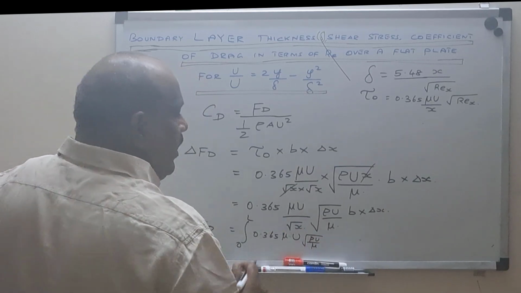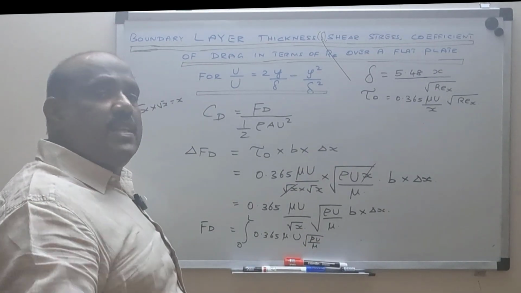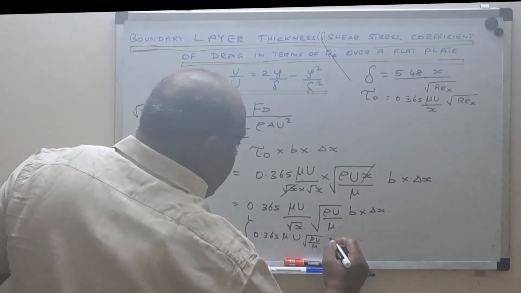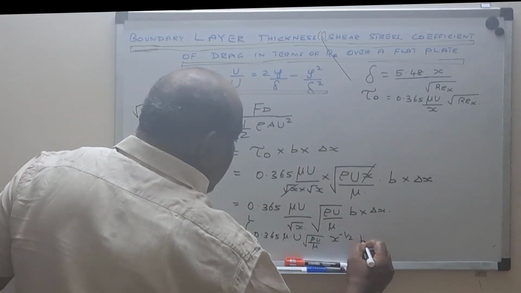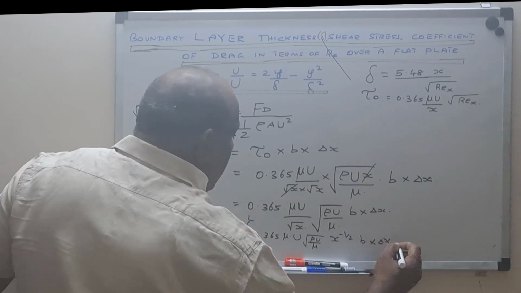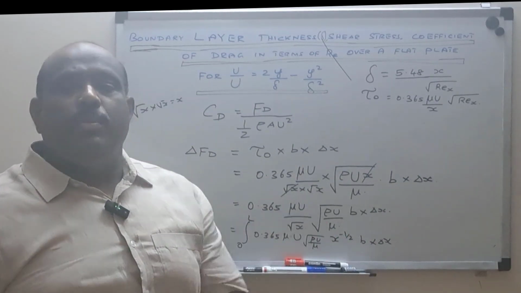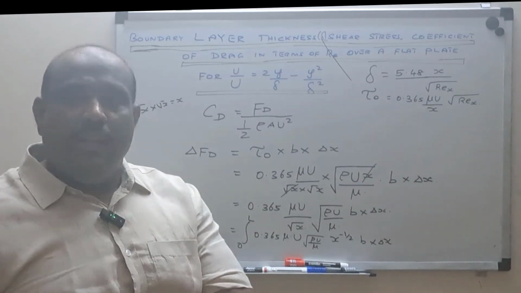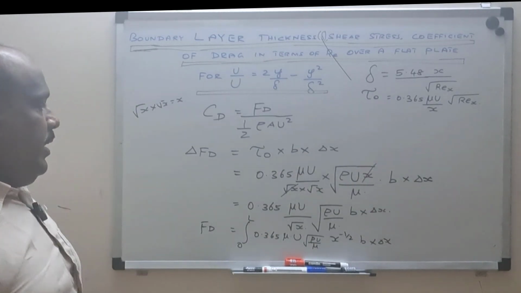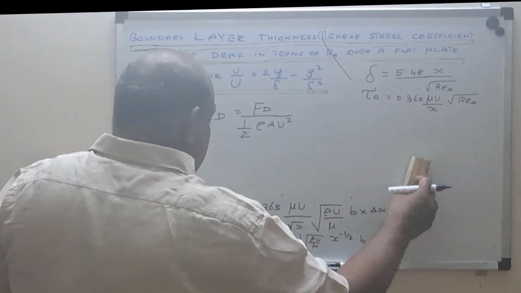This x is in the denominator, which means x power half. When this x power half is taken to the numerator, it will become x power minus half into b dx, b into delta x. Still I have not integrated. I have taken the square root of x as x power half. When it's taken to the numerator, it will become x power minus half. Still I have not integrated. Now I am going to integrate. I will tell what the value is.